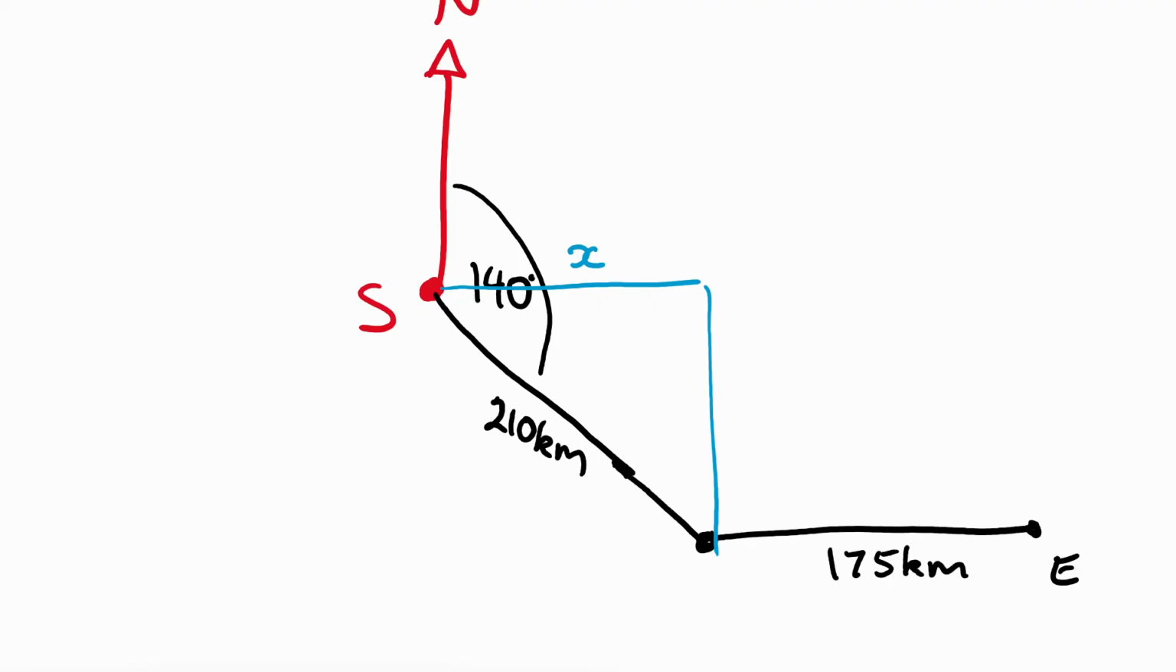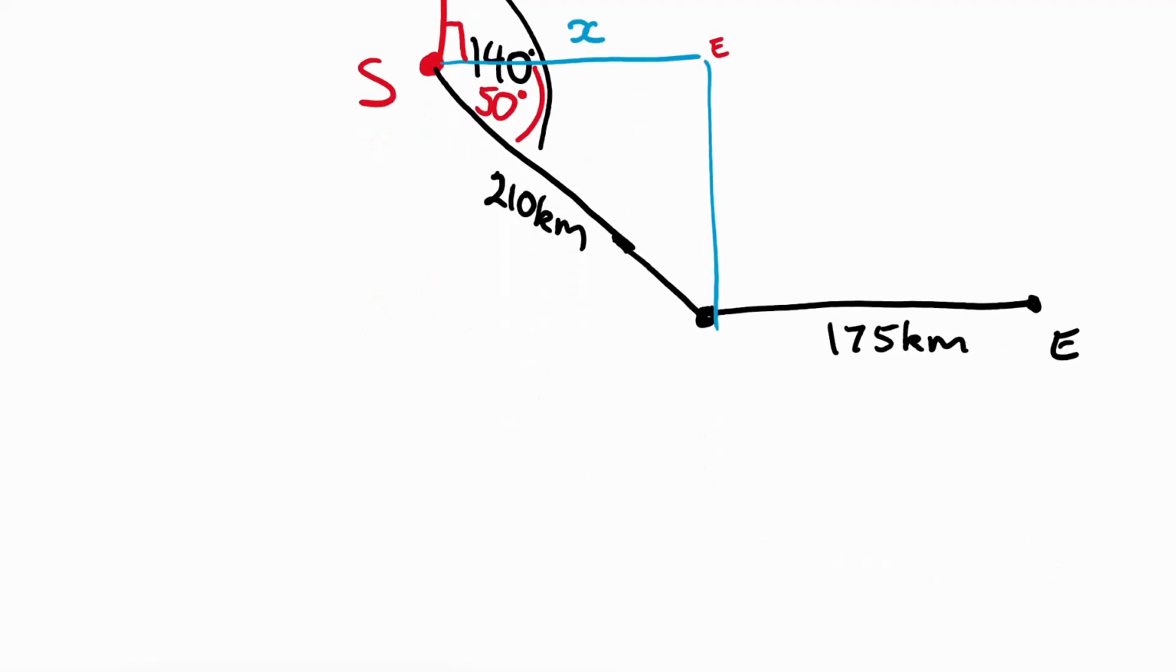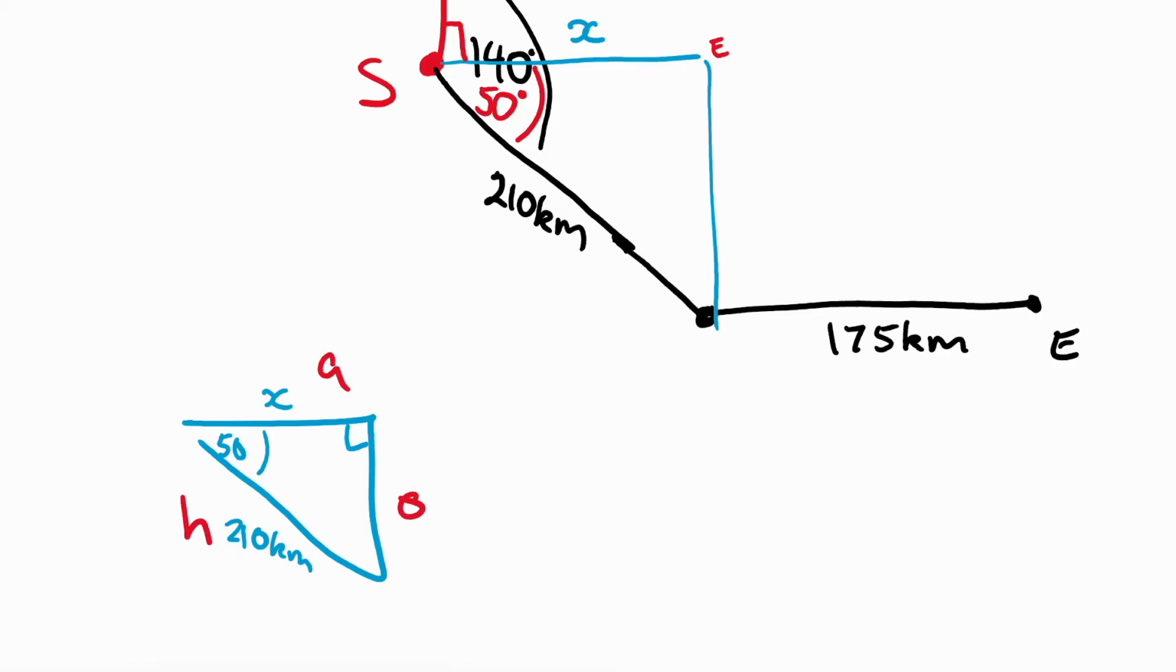So knowing my normal math stuff, this here was a right angle because this is east, which means if that's 90, then I know that this in here is going to be 50 degrees, this angle right here. Okay, so I'm going to redraw this triangle just here. I know that was 50. I'm trying to find that, and that's 210 kilometers. Knowing that, I can start to label my sides. So we have our hypotenuse, we have our opposite, and we have our adjacent.